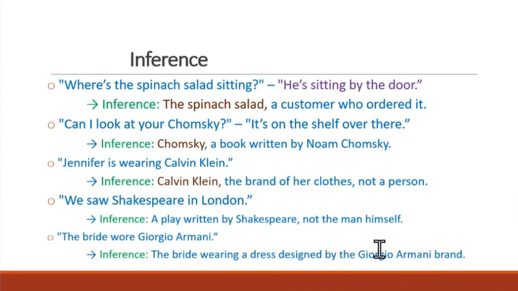Jennifer is wearing Calvin Klein. Calvin Klein is the brand of her clothes, not a person. Even though Calvin Klein is the name of a person, here it refers to the brand of the clothes. We saw Shakespeare in London, so we can infer that it means a play written by Shakespeare, not the man himself.